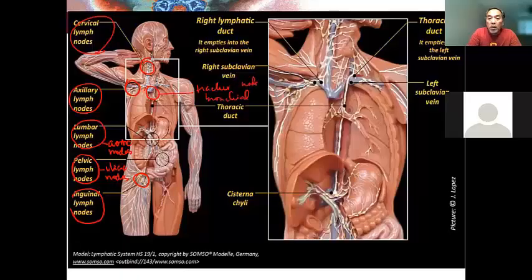Okay, now this is the magnified area, and we're going to be identifying the ducts. You see that this duct drains down into the right subclavian vein. So this duct is what we call the right lymphatic duct. Okay, it enters into the right subclavian vein. Now the thoracic duct is a duct that enters into the left subclavian vein. Okay, so those are the main ducts, right?